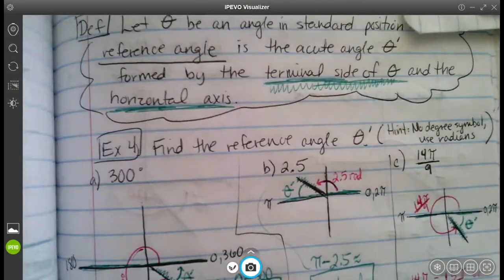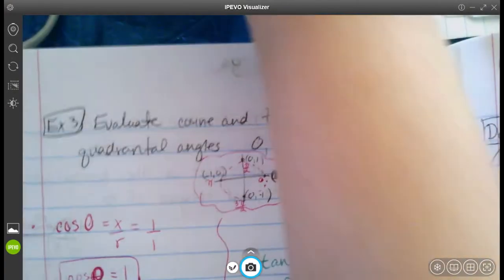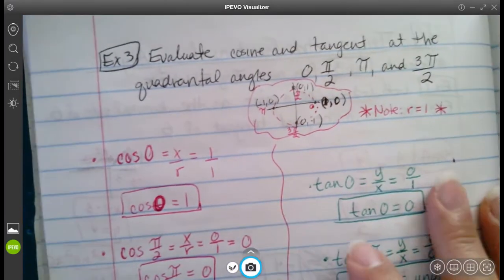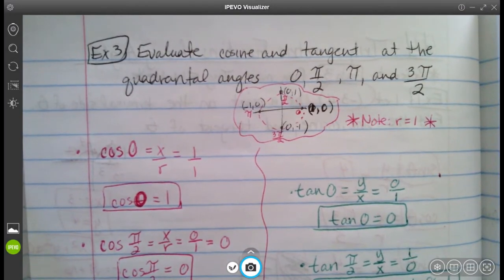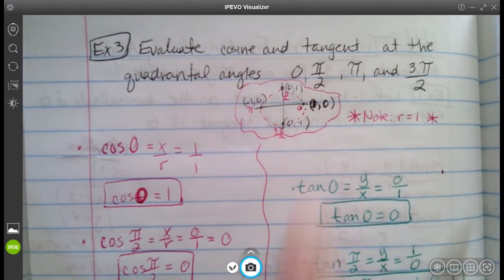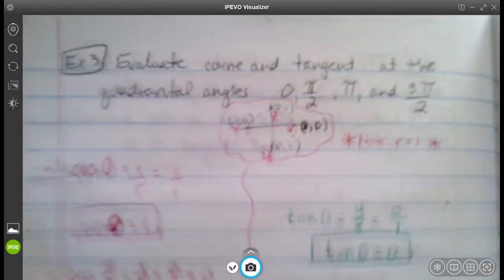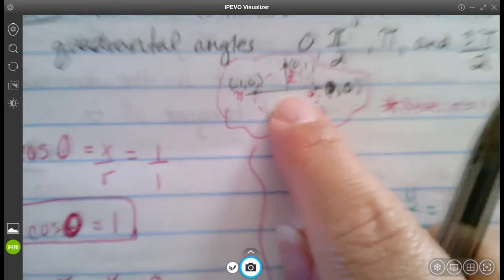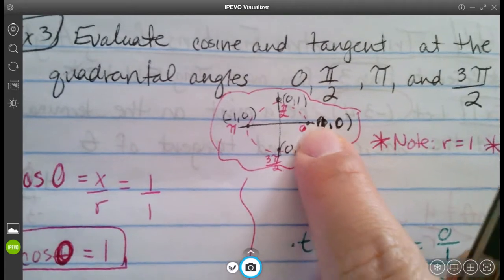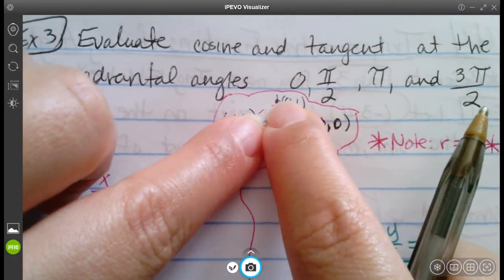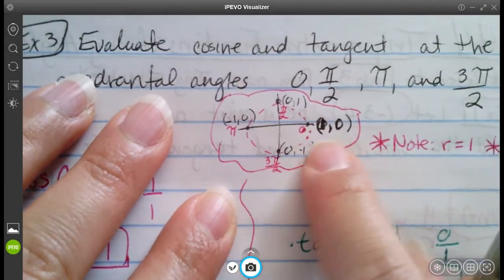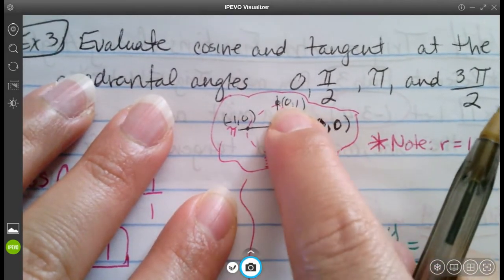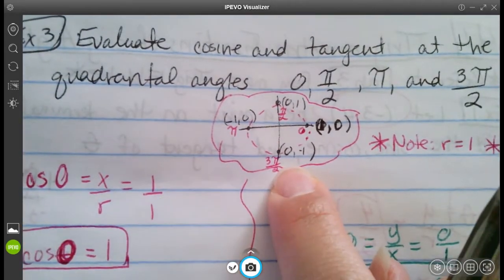Okay, next example. Just a bunch of examples in this one. Here we have: evaluate cosine and tangent at the quadrantal angles 0, pi halves, pi, and 3 pi halves. I did a really quick, tiny little picture here just to show us what those are. So 0 is this first one, pi halves is up here, pi is here, 3 pi halves is there. And I just wrote the numbers that are there. So the first one is (1, 0), (0, 1), (negative 1, 0), and (0, negative 1).